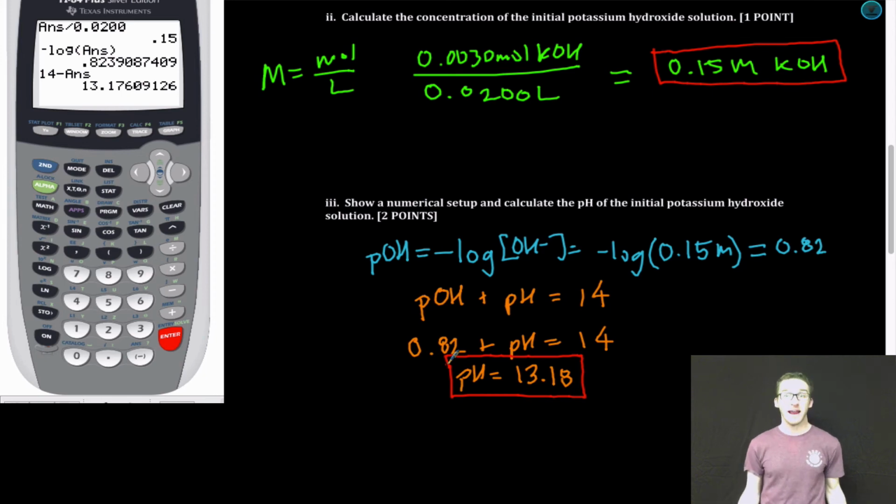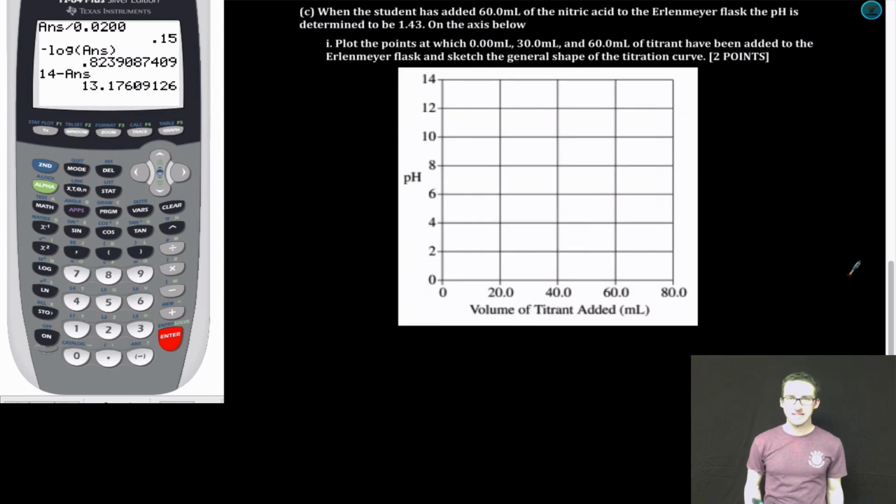Now stop and think, does it make sense that a potassium hydroxide solution, a basic solution, a base, would have a pH greater than 7? Heck yeah, it does! Bases have pH greater than 7. Which brings us finally to part C.